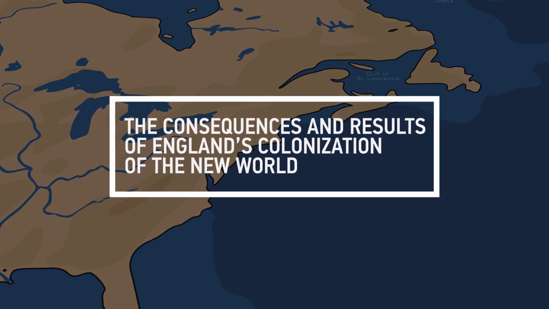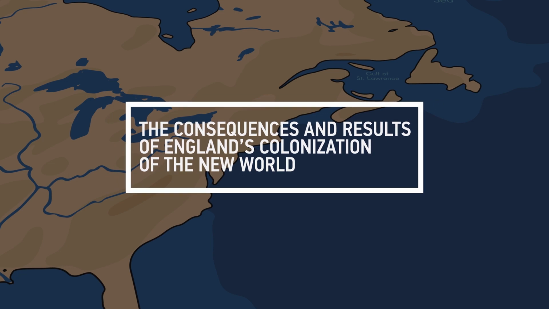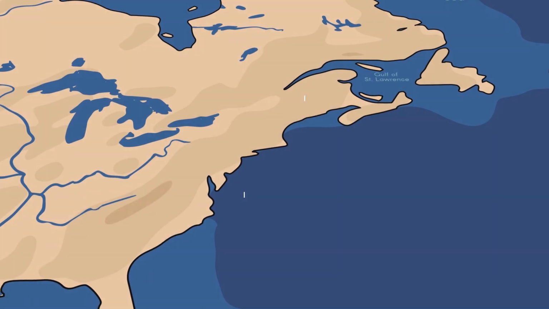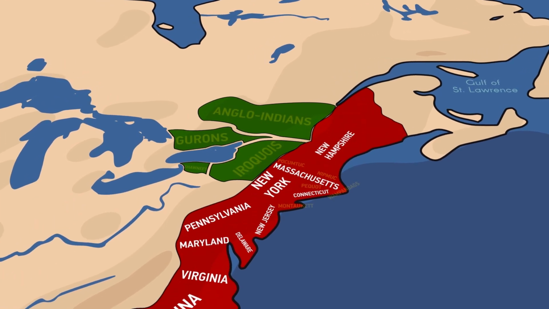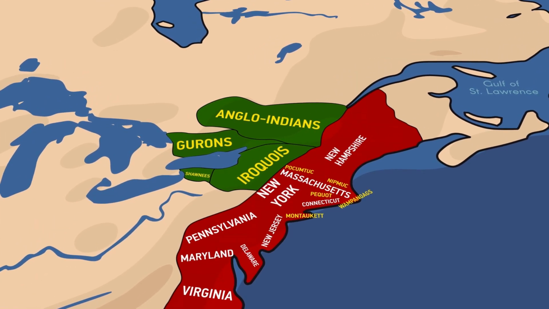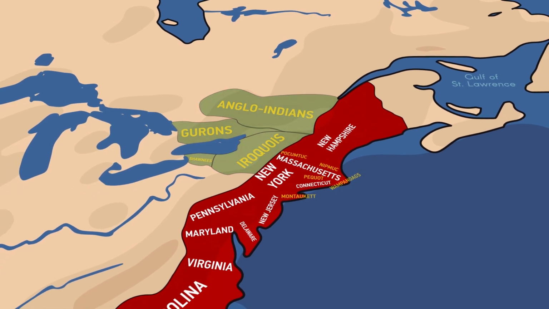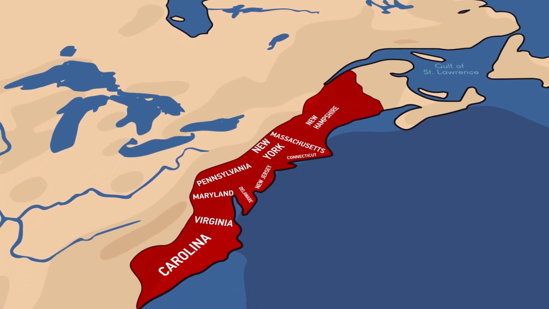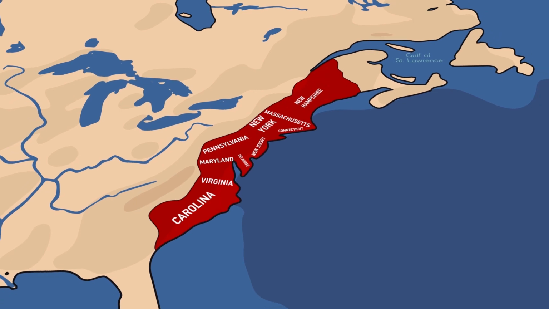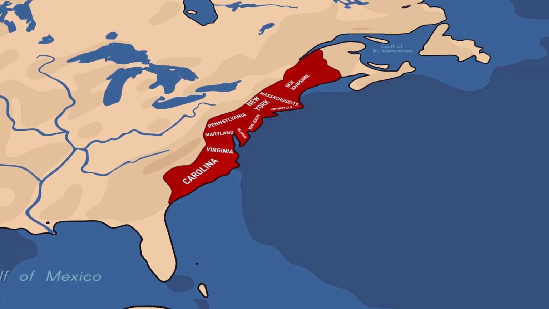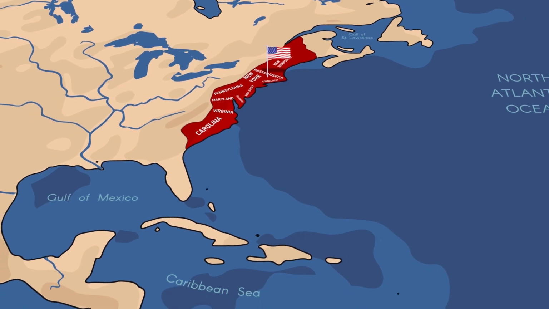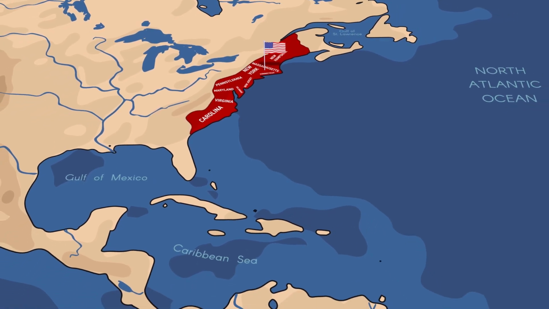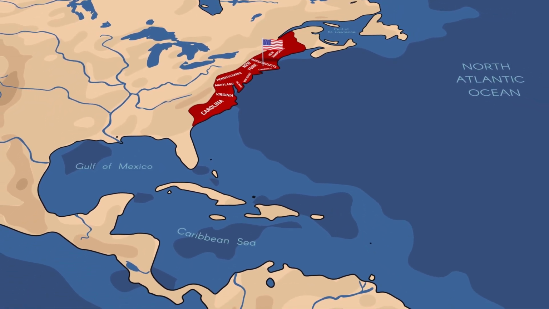The consequences and results of England's colonization of the New World. The English colonization of America led to the destruction of most of the local Indian tribes, which could not withstand the pressure of European weaponry and imported diseases. The British established a number of colonies on the eastern coast of the continent, which eventually evolved into the United States. Cultural and religious diversity among the settlers of the region has contributed to a more democratic and tolerant political culture.